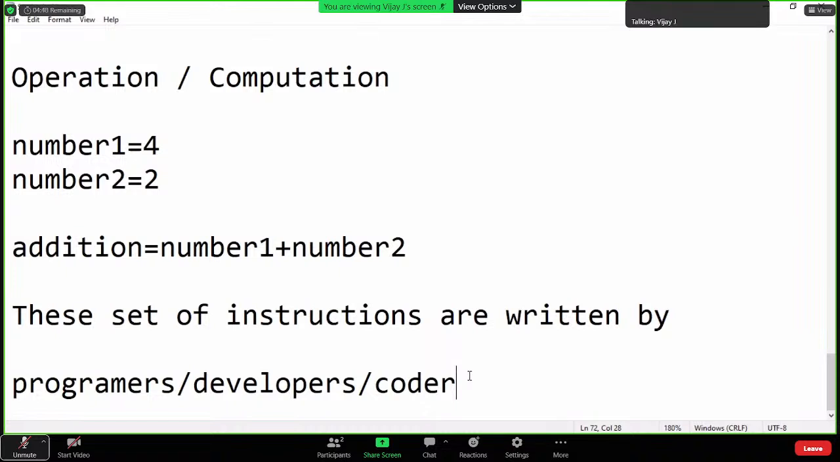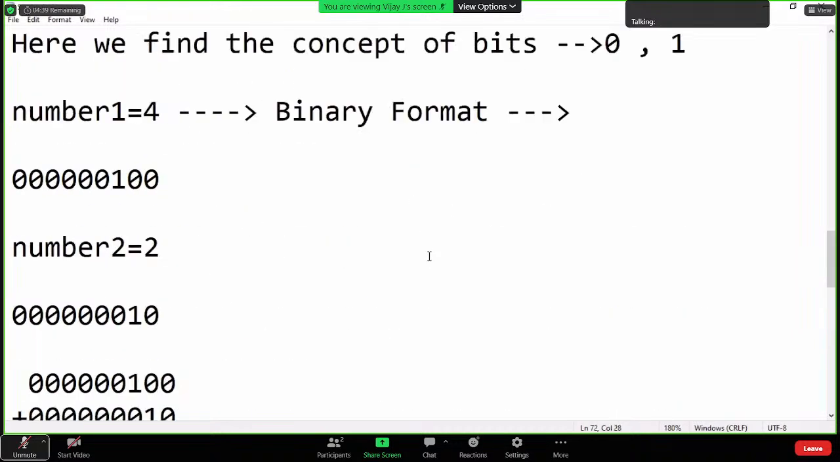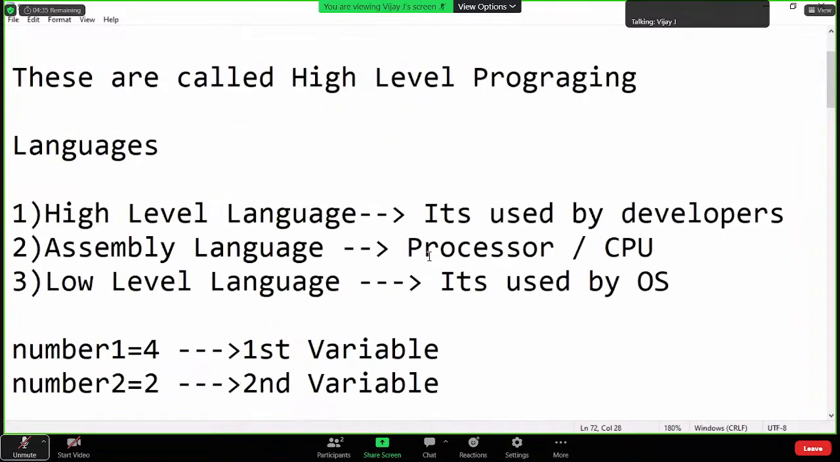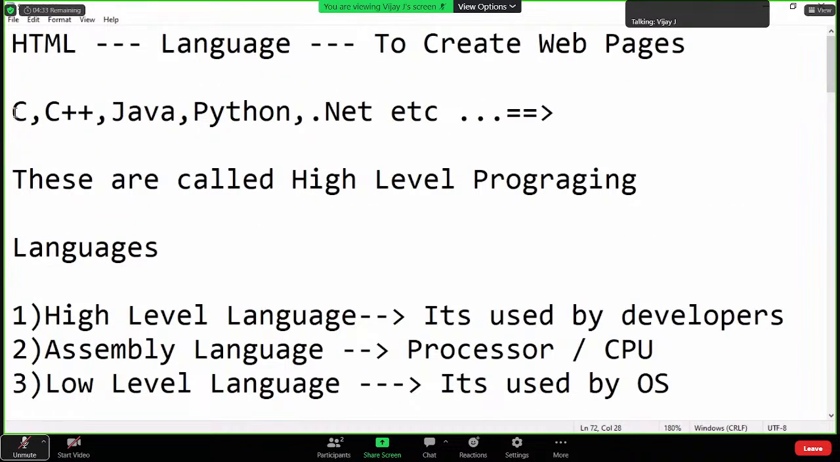Coder means who is writing some code. Okay, clear? But the program format is completely different. I mean to say, in C language the program is written in one type of format. In C++, it is written in some other type of format. In Java also it is written in some other type of format. I hope that's clear.